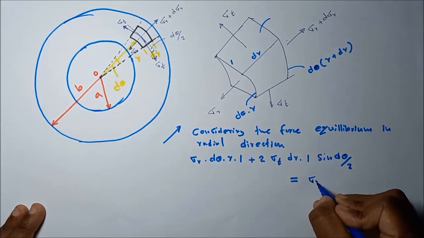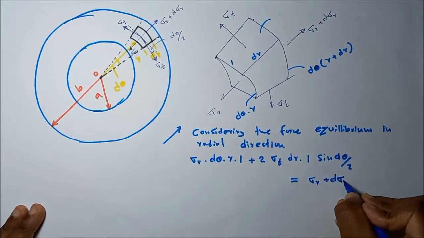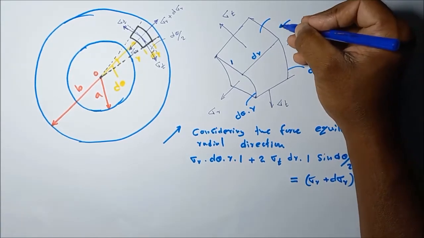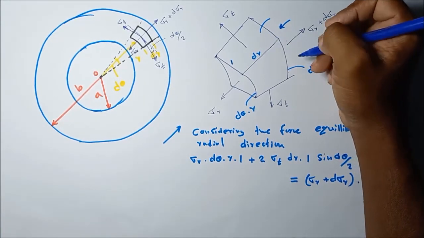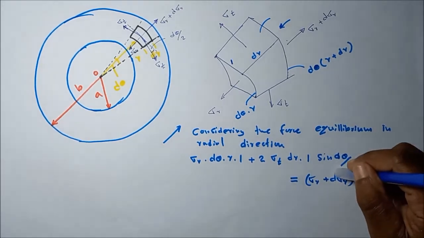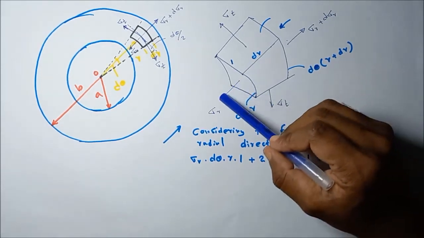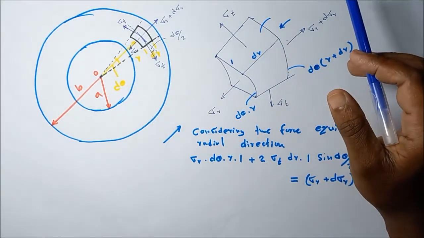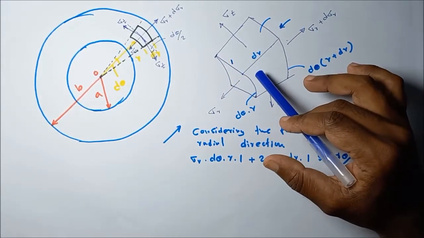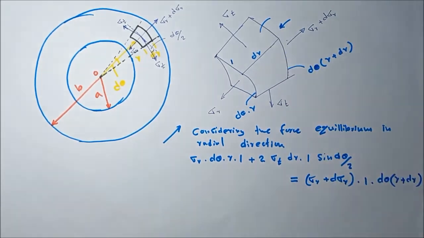What is the stress? Sigma r plus d sigma r into what is the area? Area of this face, that is equal to 1 into d theta into r plus dr. This is the equation we obtain considering the equilibrium of this stress element in the radial direction. Here we have marked all the stresses acting on this stress element. Then we consider the equilibrium of this stress element in the radial direction.